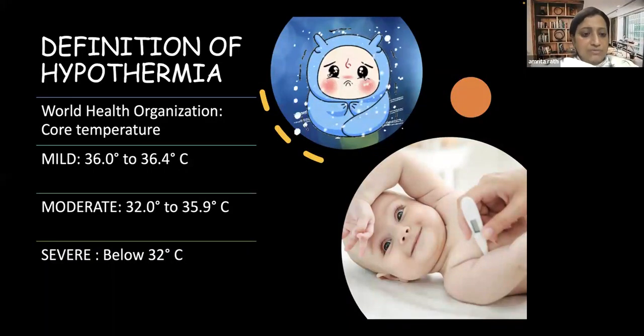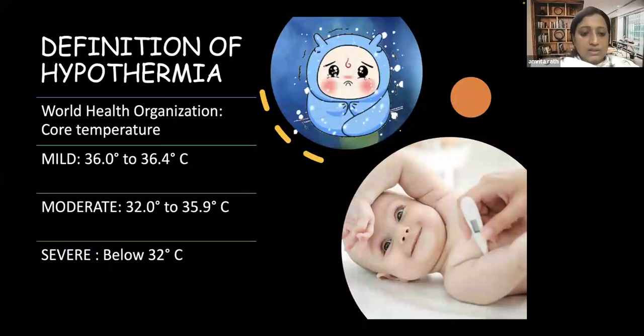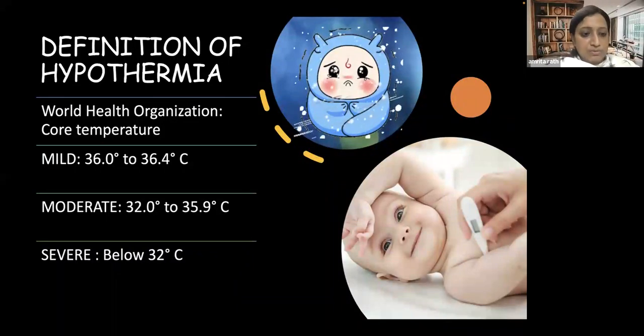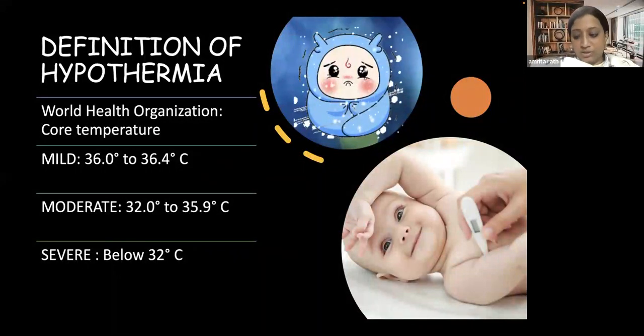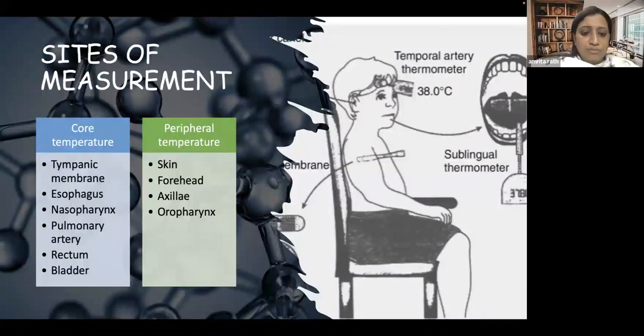So this is the definition of hypothermia according to WHO. What is mild, moderate, and severe? You have to remember it. 36 to 36.4 is mild, and moderate is 32 to 35.9, and below 32 is severe. And these are the sites of measurement. Most commonly, the nasopharynx is used clinically.